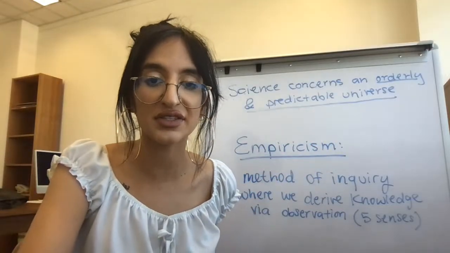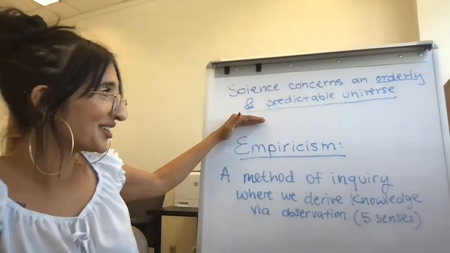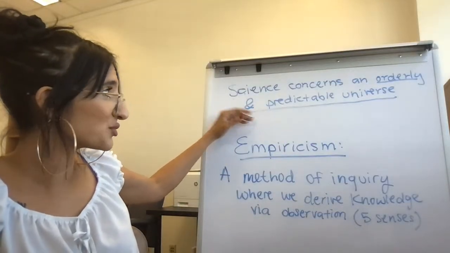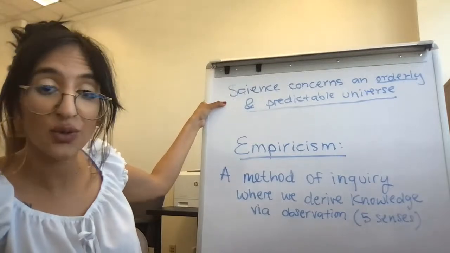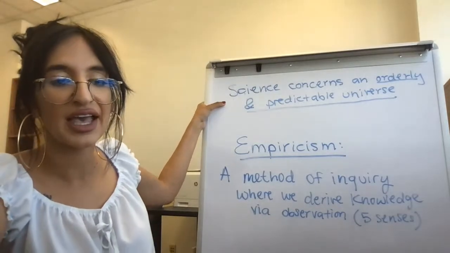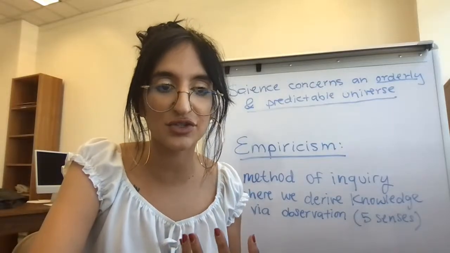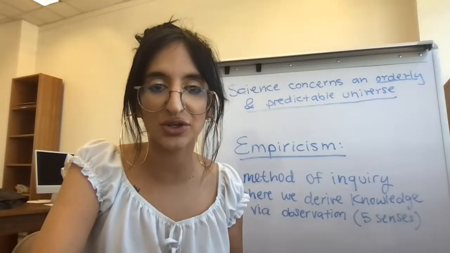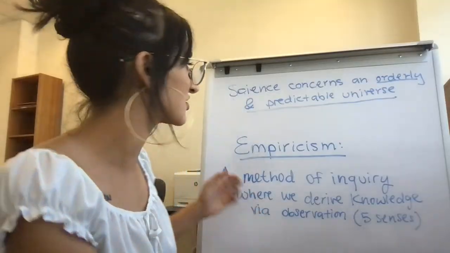And I'm pointing this out because notice that we have to assume. It's not that we can prove this. We can't prove that we live in an orderly and predictable universe. We have to straight up assume it. And now to show why we have to assume it, we're going to talk about Hume's problem of induction. Okay? So all of this just to get to the problem of induction.